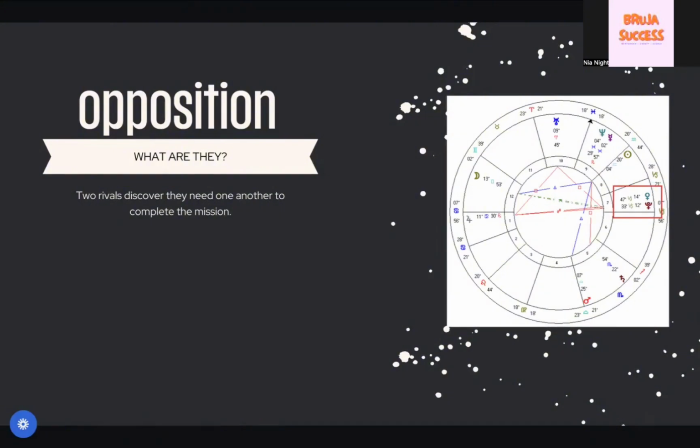Yet oppositions still contain a lesson, and that is that neither side possesses the complete truth. Each represents one half of a greater whole. They're two sides of the same coin. So it's not about choosing one side, it's about integration. You need to discover what each planet needs to complete their mission. It's like two rivals who discover they need the other person to complete their mission. That's like what an opposition is.